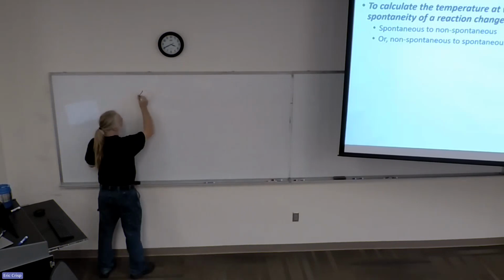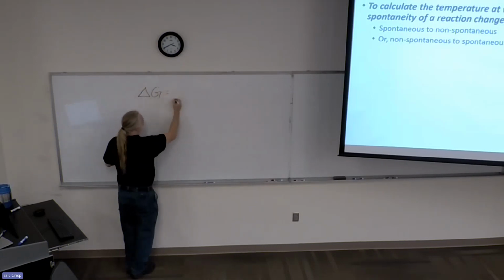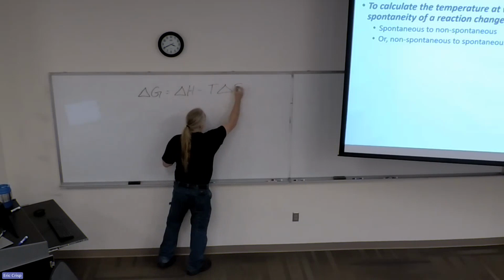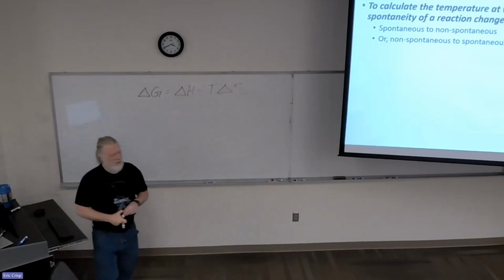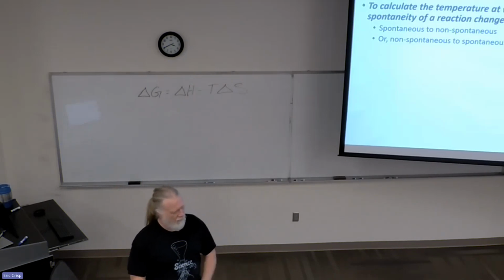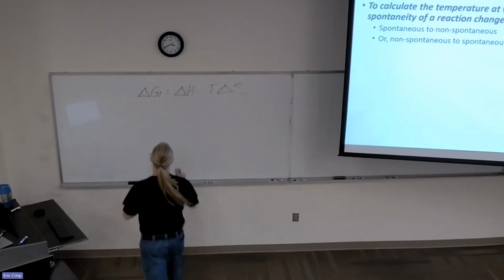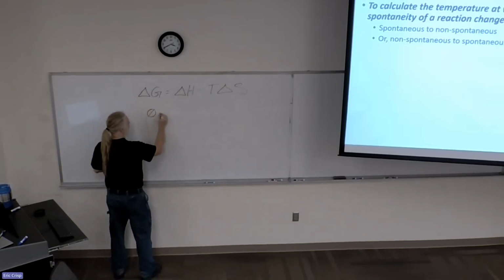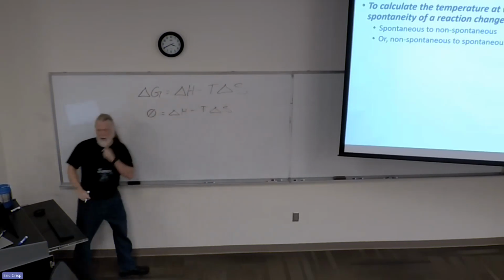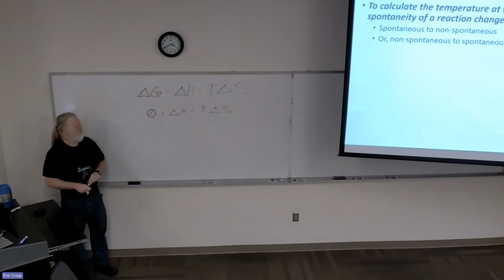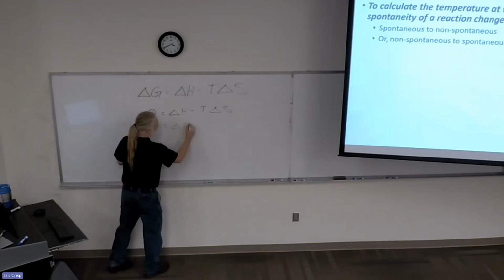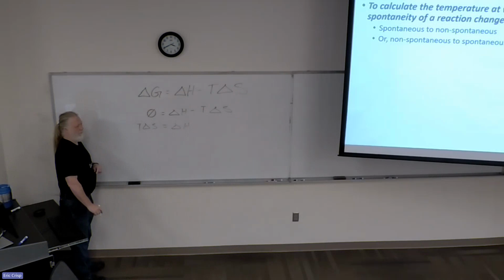So my equation is delta G equals delta H minus T delta S, right? He says 0. What do you want me to do with that 0? Keep it clean. Looking for delta G. Yes. So now what? We're looking for delta H. Equal this. That switches.